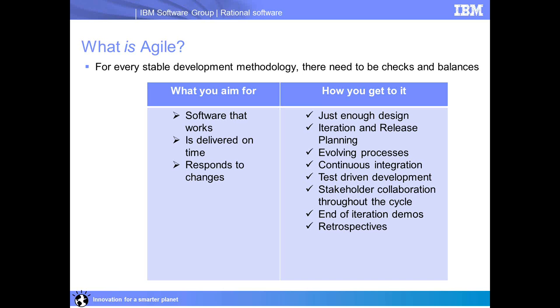You cannot just say that I want software that works and I want software that is delivered on time and I want software that responds to changes, right? These are all good aims to have, but in order to achieve these aims, you need to have some checks and balances. Agile doesn't ask you to do design, there is no death by design in Agile, but you do need to design, right?